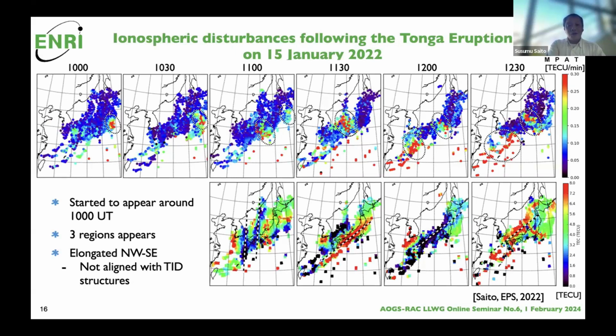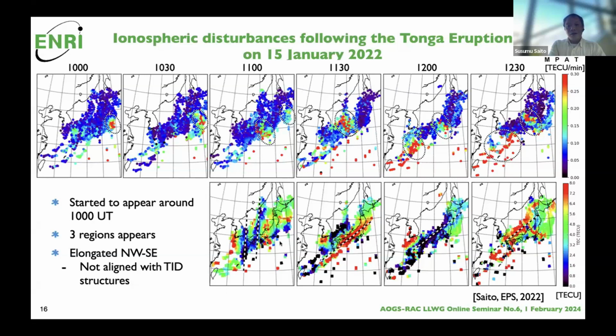The top row shows the LOTI associated with the period following the Tonga eruption. Now we can clearly see the enhanced LOTI region in a few localized locations over Japan. The bottom row shows the delta TEC component.